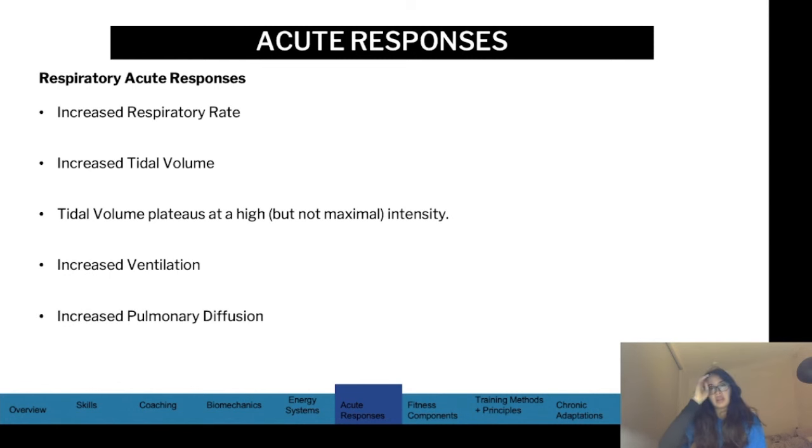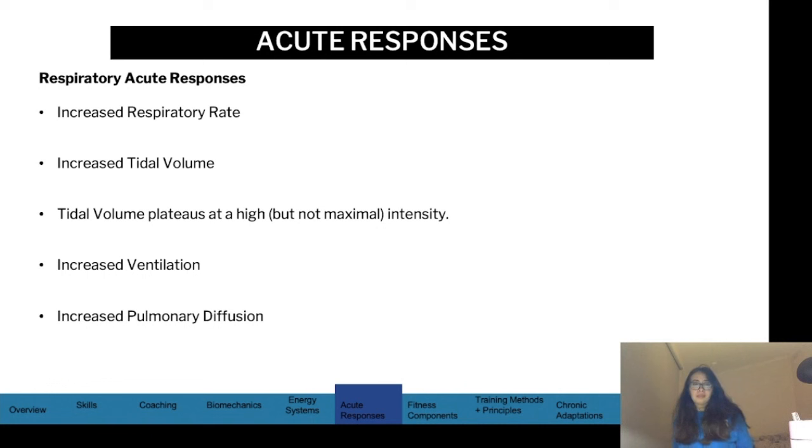So I think I've really just outlined a few of them here. I haven't really given much explanation. My advice is to know three of these things and pick the easiest ones, because you don't get extra points for picking tidal volume plateaus at a high but not maximum intensity as opposed to something you actually understand, like increased respiratory rate.